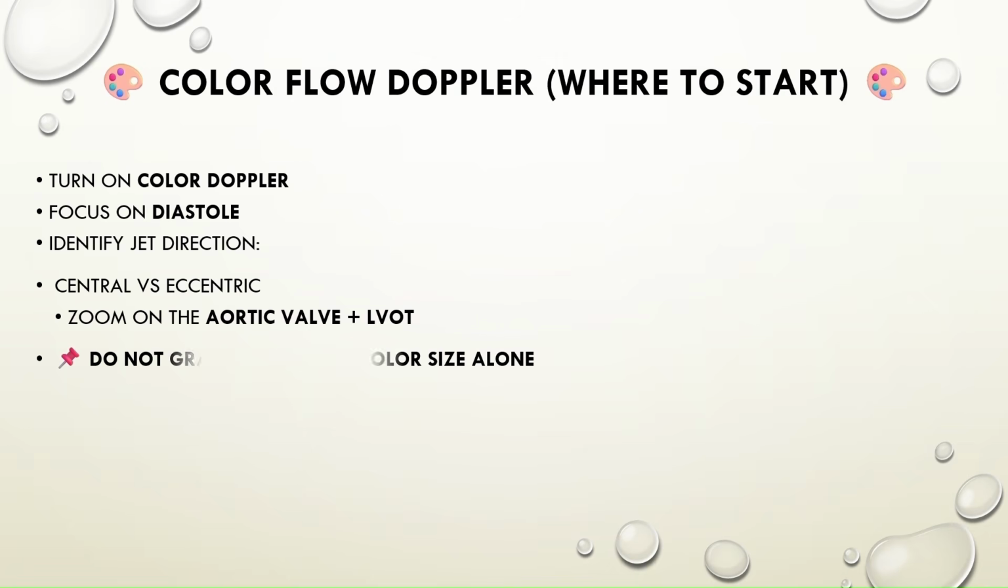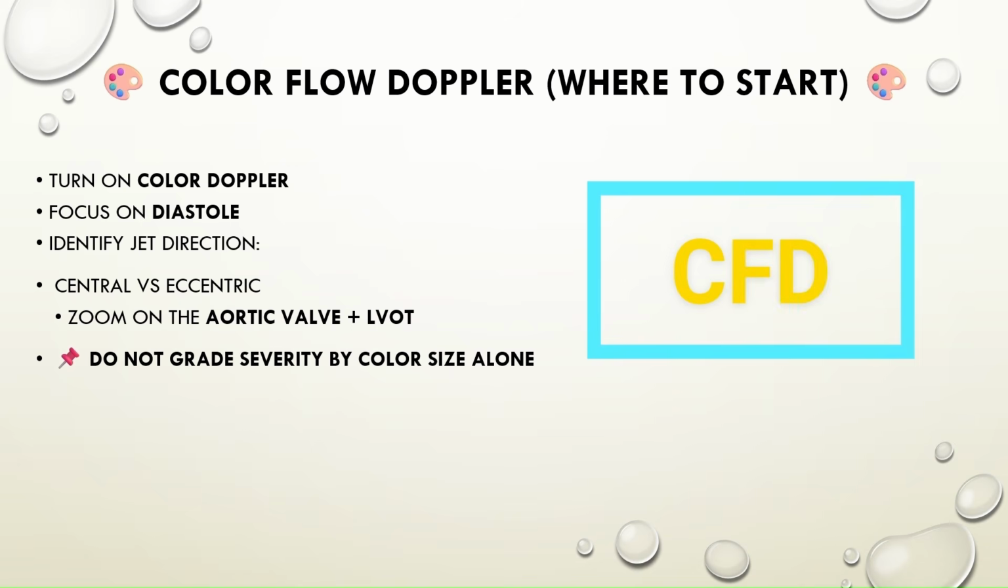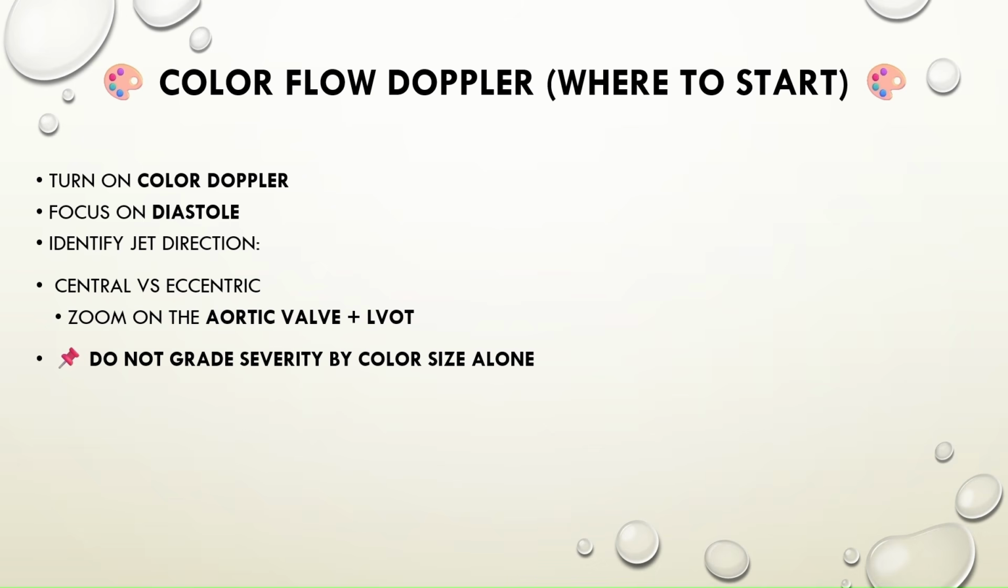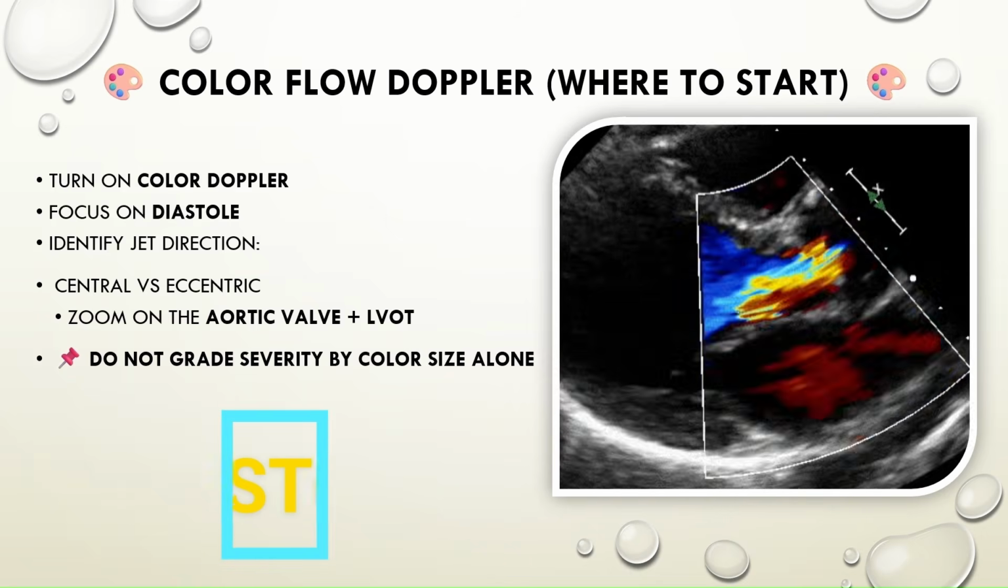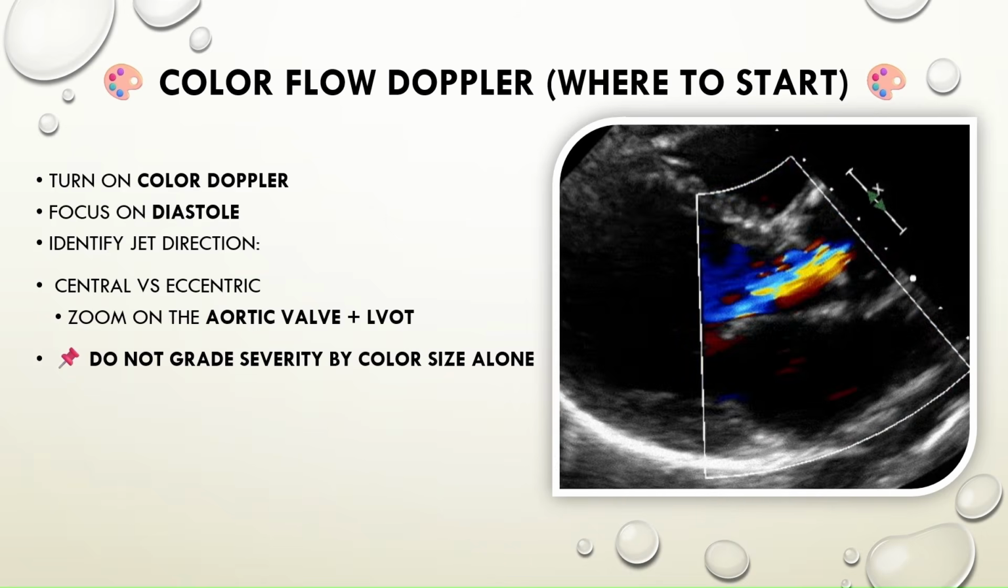Now let's talk about color flow Doppler. Color flow Doppler is where you start, not where you finish. Turn on color and focus specifically on diastole. You're looking for blood leaking from the aorta back into the left ventricle.